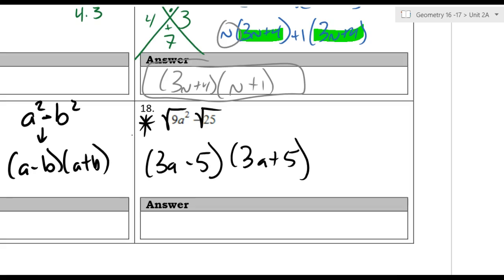Make sure you're studying. Make sure you complete the other ones we haven't done. Tomorrow will be our test. Good luck.